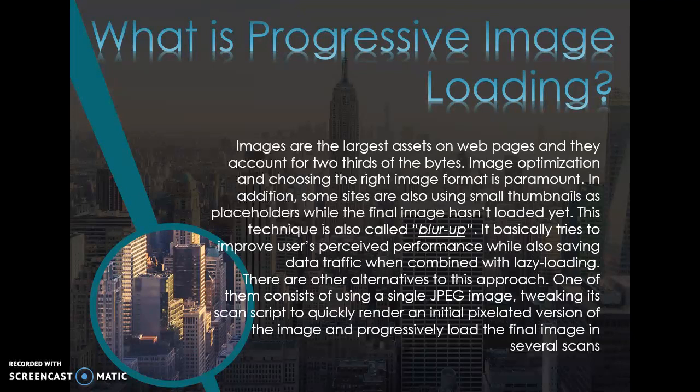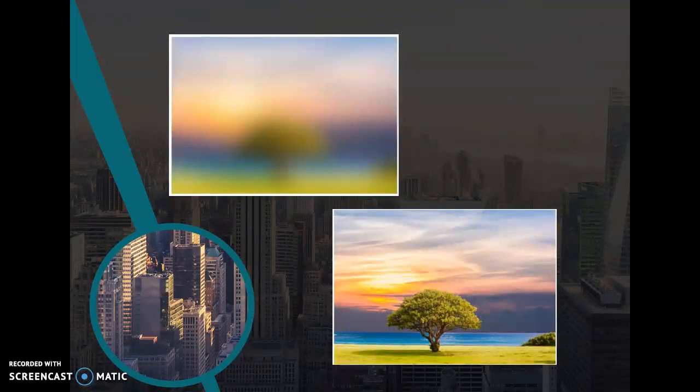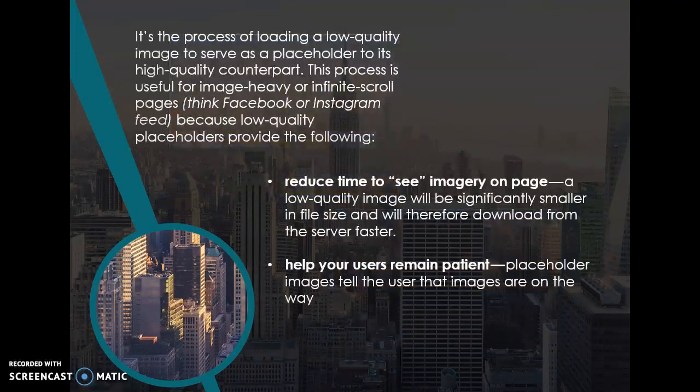There are other alternatives to this approach. One of them consists of using a single JPEG image, tweaking its scan script to quickly render an initial pixelated version of the image and progressively load the final image in several scans. So basically this is the effect that most of the time we see whenever we are downloading pages, but this is something that we can create.